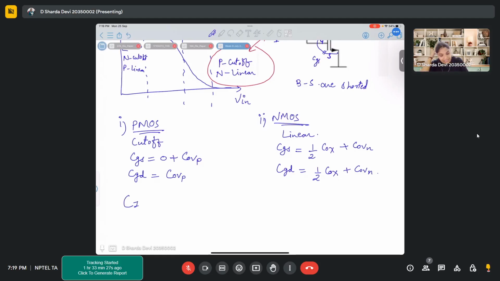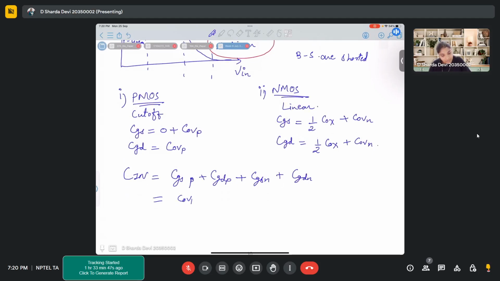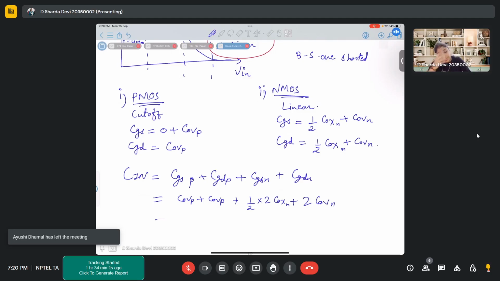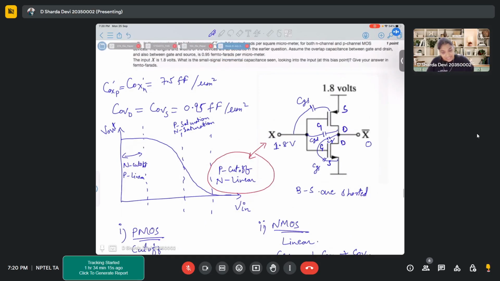So the input capacitance in this particular proof will be CGSP plus CGDP plus CGSN plus CGDN, which is C overlap of P plus C overlap of P plus half into 2 C overlap of N plus 2 C overlap of N. So that is 2 C overlap of P plus 2 C overlap of N plus Cox of N. So which is equal to, how much was the overlap capacitance for drain source?